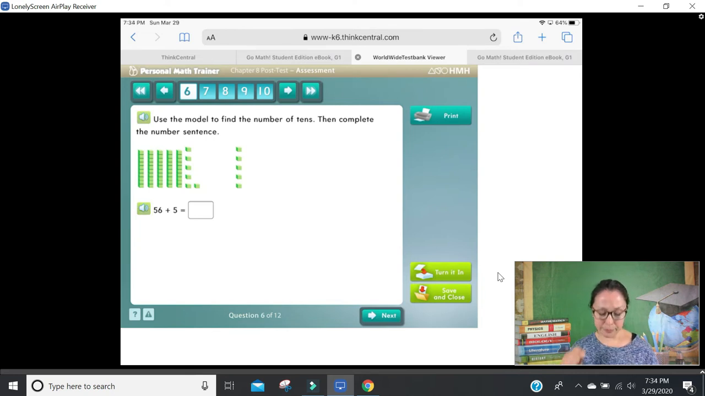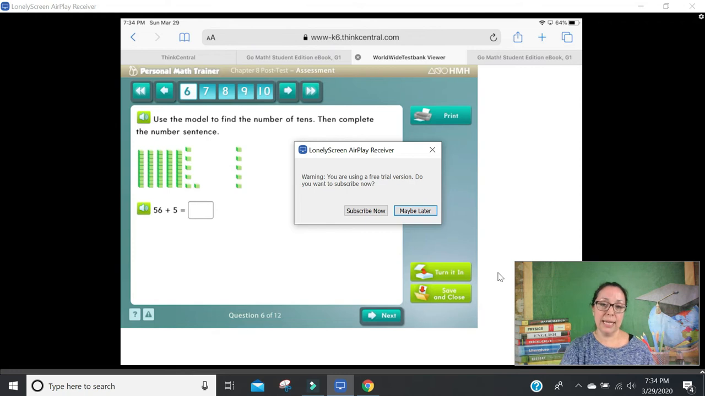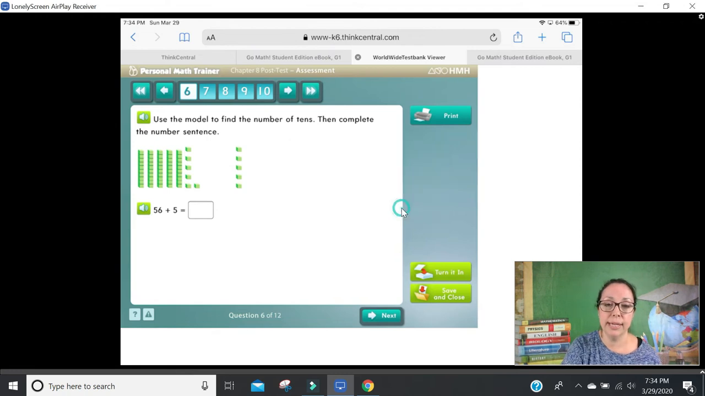Use the model to find the number of tens. Then complete the number sentence. Okay, so vas a usar el modelo para ver cuántas decenas hay y poner la respuesta en la cajita. Don't forget, you're also going to count how many ones you have.